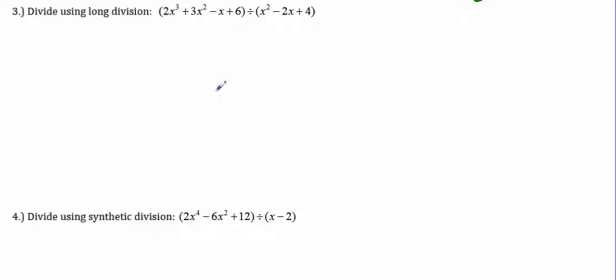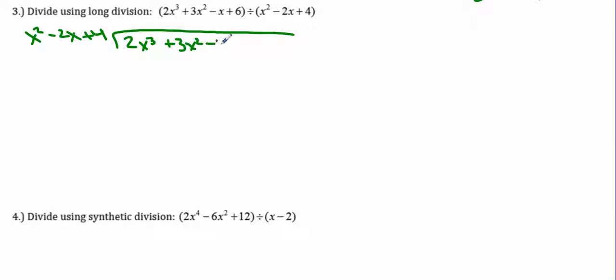Number 3, divide using long division. So we have to set this up. I have my divisor, x squared minus 2x plus 4, then I have 2x cubed plus 3x squared minus x plus 6. When doing long division, the very first thing we have to do is divide our first terms. So 2x cubed divided by x squared would be 2x. I'm going to line it up over my x term just so I can keep everything nice and neat.